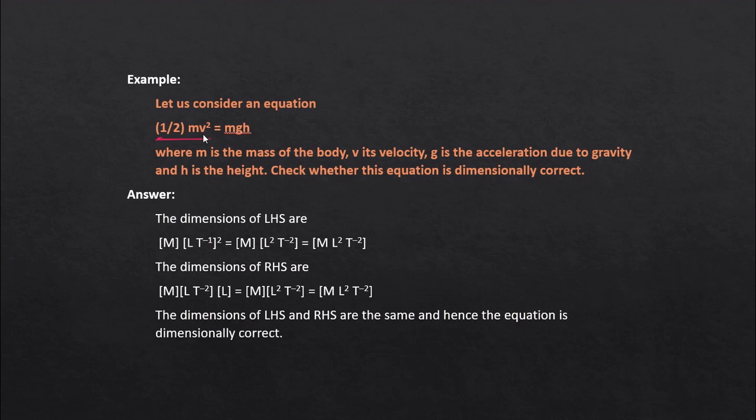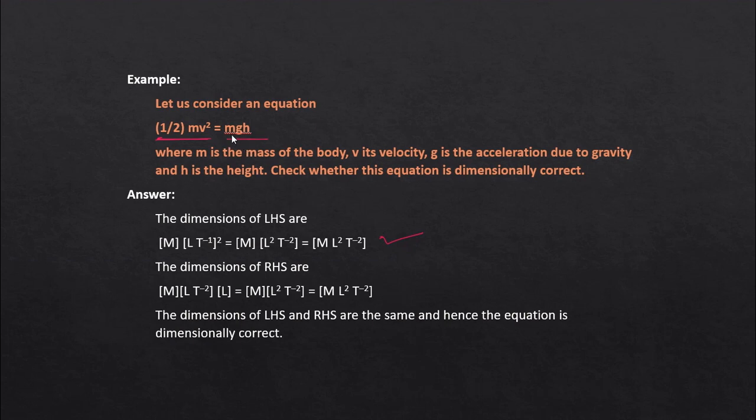What is the dimension of v square? It's LT minus 1 to the power 2. V is the velocity, and velocity is LT minus 1. If we multiply, we get ML2T minus 2. Now let's go back to the right hand side.